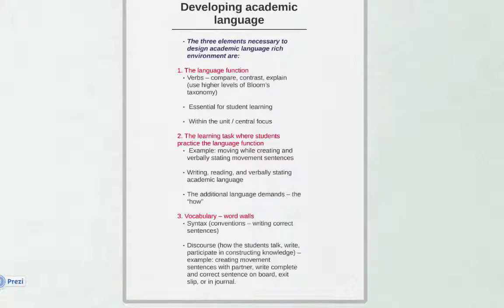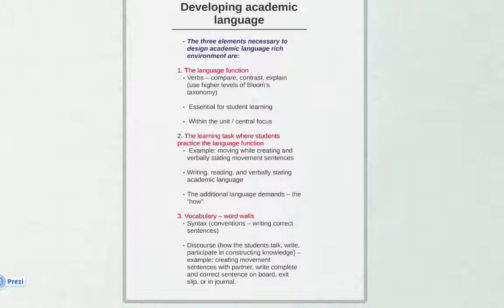How do we develop academic language? There are three elements to design an academic language-rich environment. The function, the language function, number one. What verbs are we using for our units, for our lessons? We're trying to use the higher levels of Bloom's taxonomy here, which we'll discuss in the next slide or so. It's essential for student learning, utilizing the proper language function. We want to use it within the unit, and we want to tie it to our central focus, as I will discuss later.